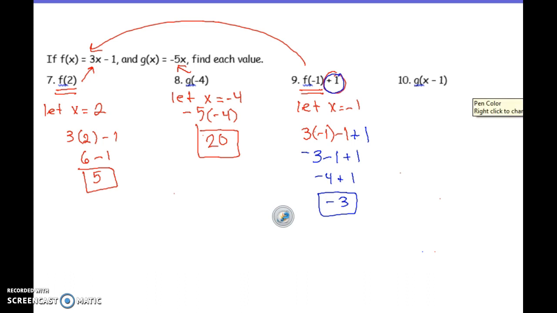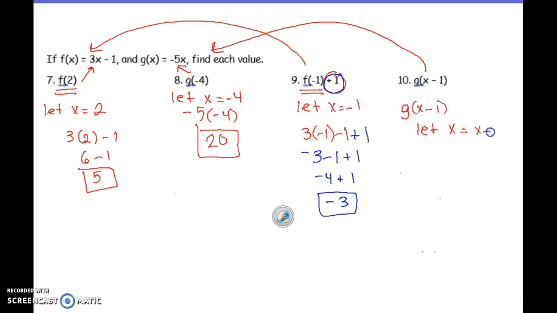Okay, looking at our next example, our input is x minus 1. So in this case, we're going to use the g function. So g of x minus 1, we're going to let x be equal to x minus 1. In every place we see an x, we're going to put x minus 1. So we've got negative 5 times x minus 1, which is negative 5x plus 5. And that would be our answer there.